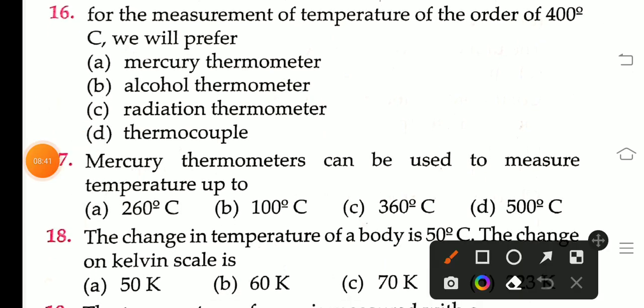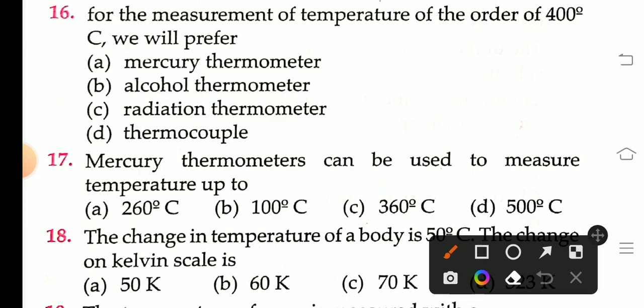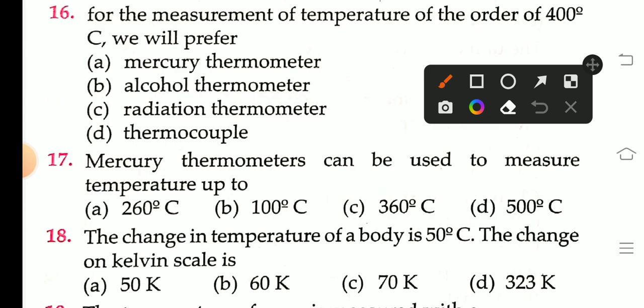Next, for the measurement of temperature of the order of 400 degrees Celsius, we will prefer. Right answer will be option D, thermocouple. Mercury thermometers can be used to measure temperature up to. Right answer will be option B, 100 degrees Celsius.